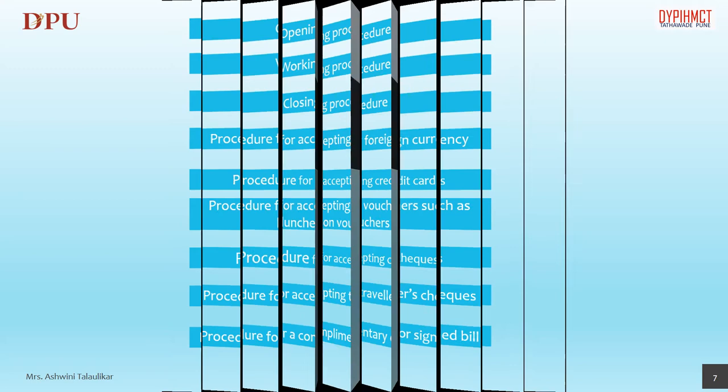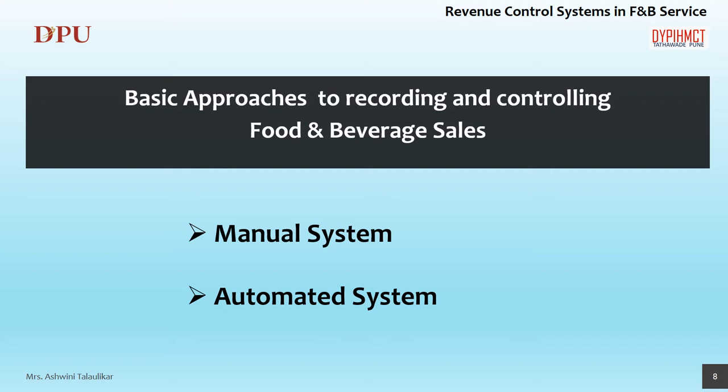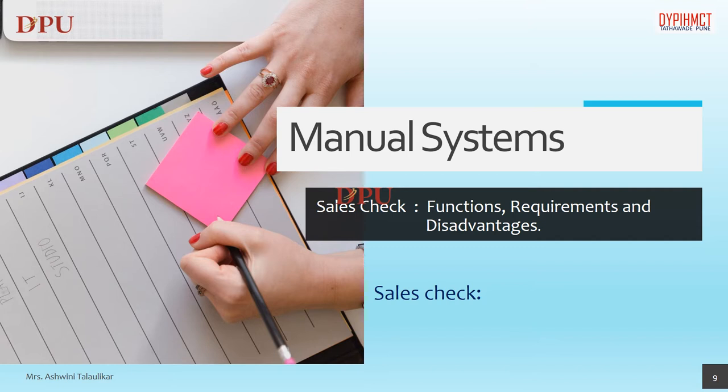There are two basic approaches to recording and controlling food and beverage sales. They are manual system and automated system. We shall be discussing their role in the slides to come. In manual system, we shall be studying sales check, the function, requirements and disadvantages. Sales checks help to establish sales control procedure.